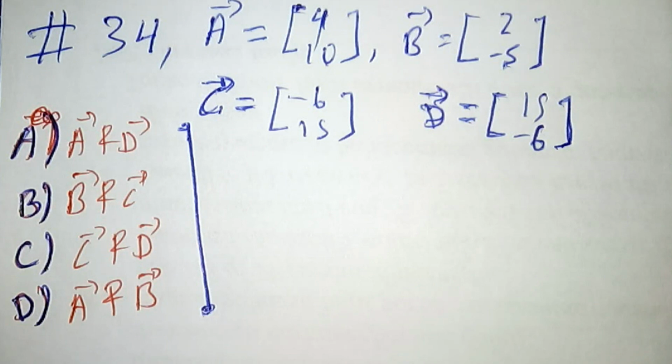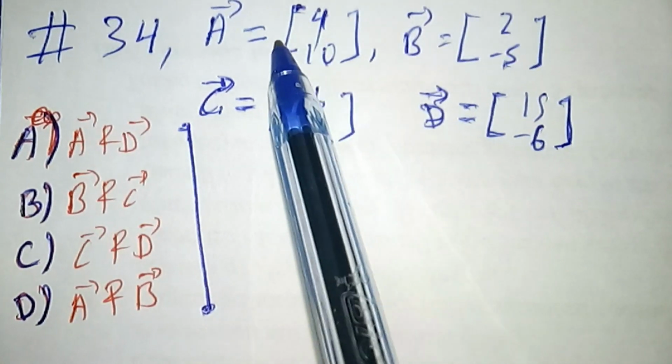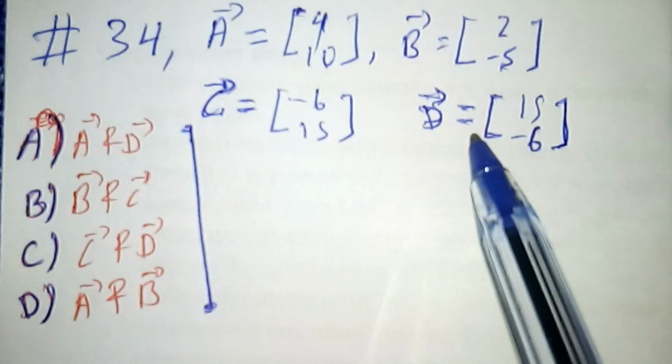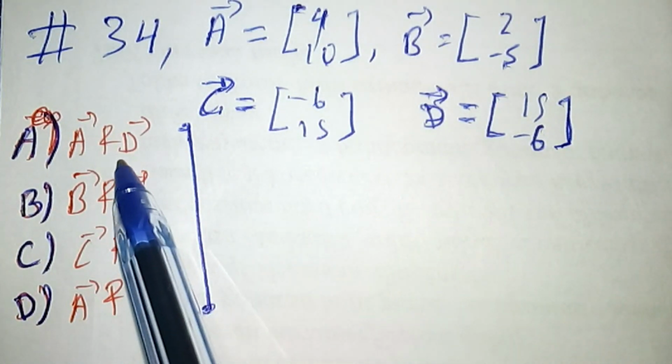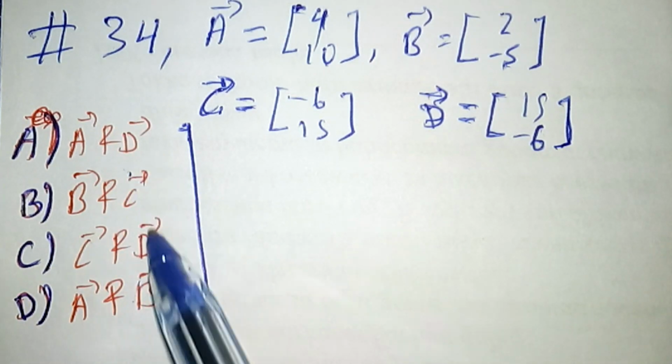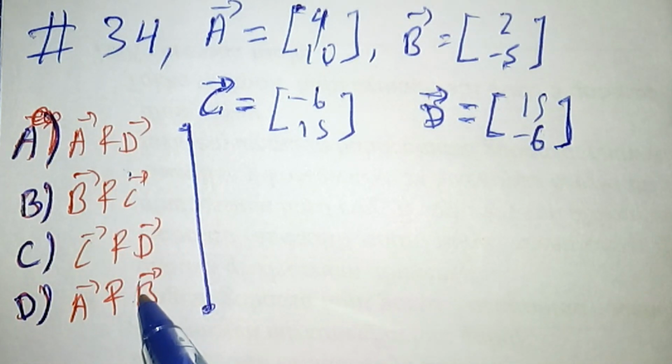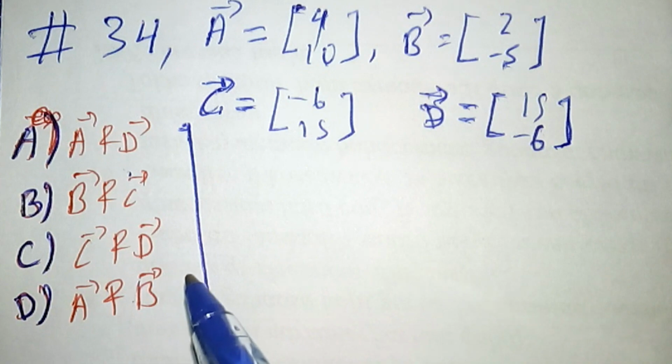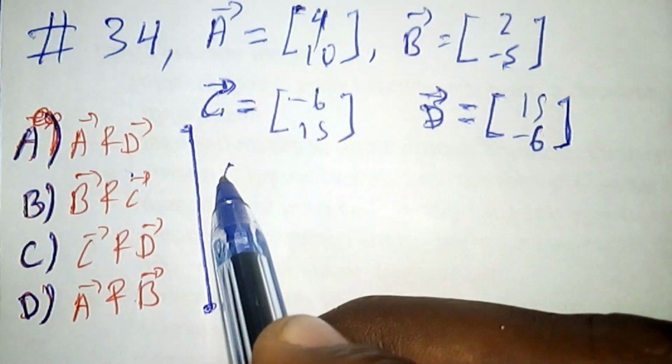Which of the following pairs of vectors are orthogonal to each other? We are given vectors A, B, C, and D. Which of the pairs of vectors in the given alternatives is orthogonal? We have to check each one by one using the orthogonality test.